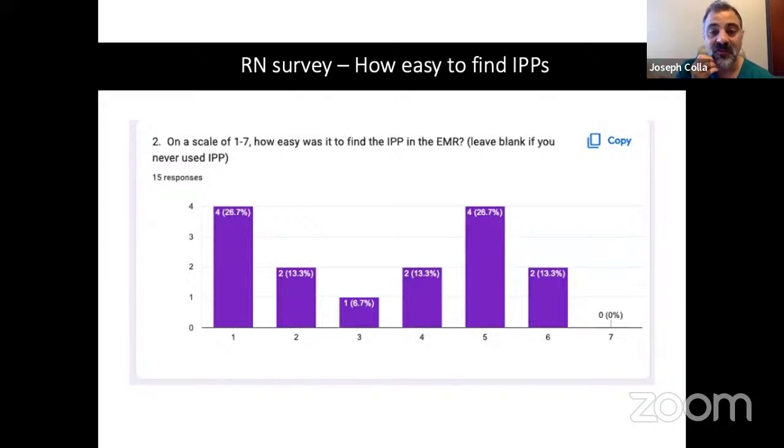Again, how easy was it to find is kind of all over the place, because we did our best. We switched over in the middle of the study, by the way, from Cerner to Epic. So that was a challenge. It was a challenge to inform and educate the providers where these were.